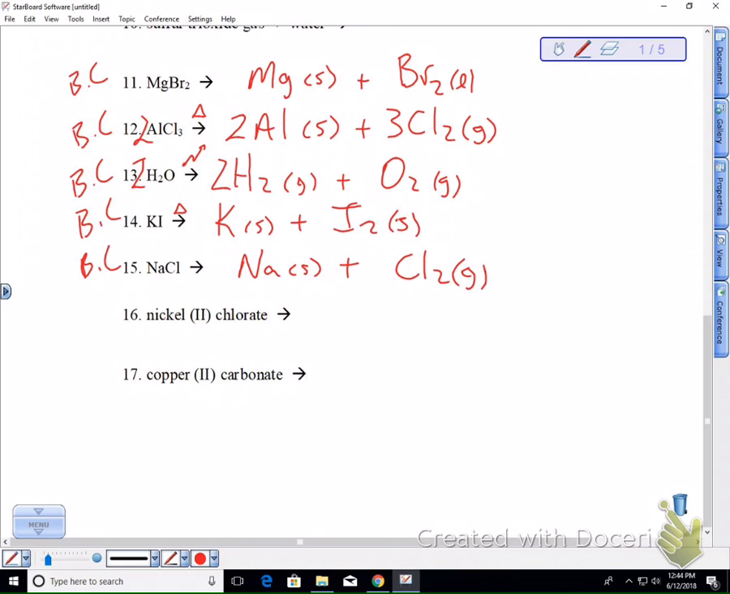I forgot to balance number 14, so let's go back and do that with a 2 and a 2, and then I need to do the same thing for 15. There we go. So those are the binary compound decompositions.